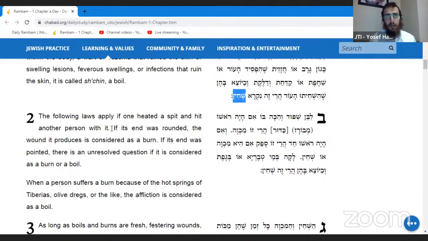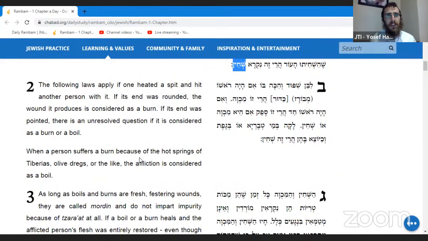So if its end was rounded, the wound it produces is considered as a burn, because the fact that the end of the rod was round, we assume that the damage was more from the heat than it was from the impact. If its end was pointed, then there's an unresolved question if it is considered a mikhveh or shchin, a burn or a boil.